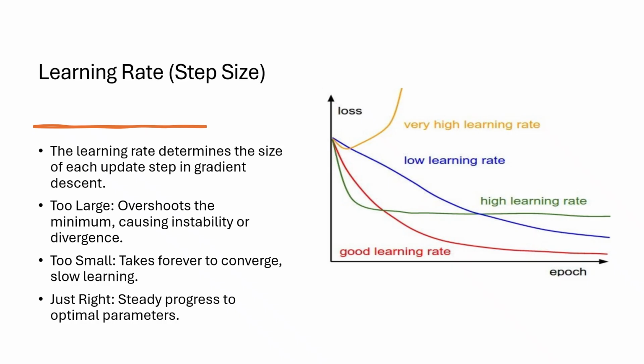Learning rate, step size. The learning rate controls how big each step is during gradient descent. If the learning rate is too large, the model overshoots the minimum and becomes unstable. If it's too small, learning becomes painfully slow. But when it's just right, the model steadily moves toward better performance. Think of it like walking downhill, not jumping and not crawling.